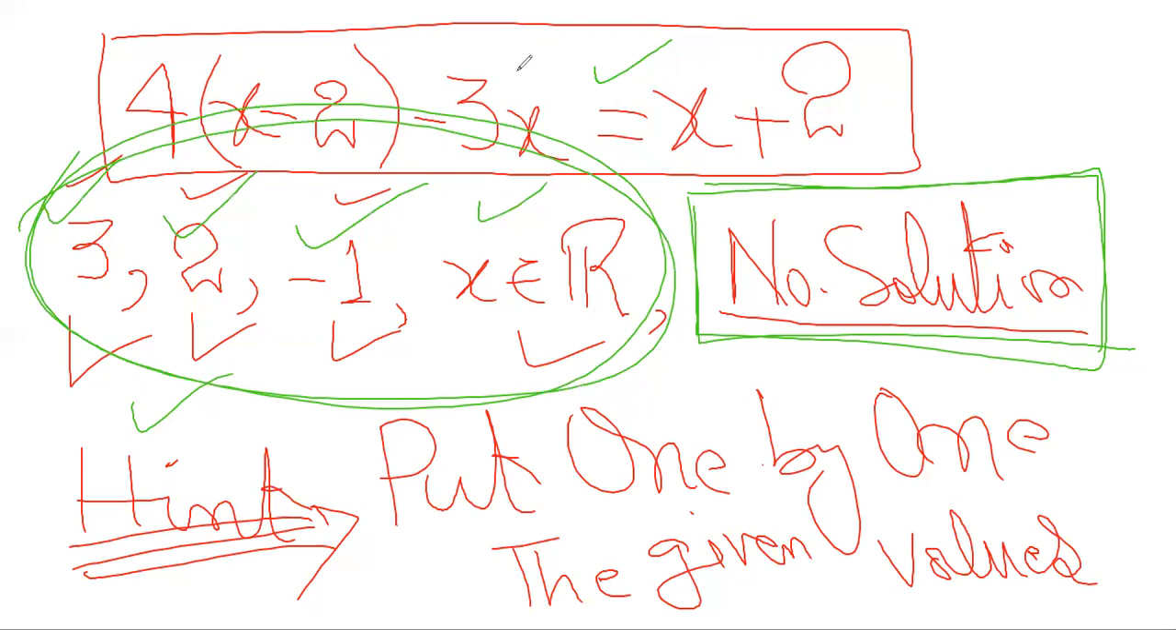Am I right? Yeah. No value. Put the three, the equation will not be satisfied. Putting two, the same, minus one, same, any value of x. So that is the real one, a real number that will not satisfy the equation. So that's why it has no solution. So well done. Well done.